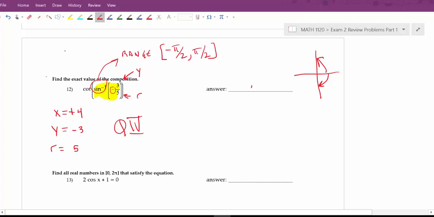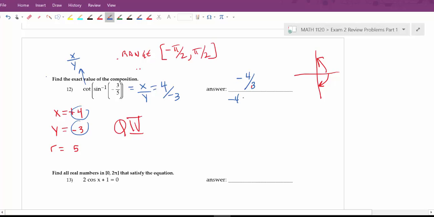Okay, so that's what you do on the problem to begin with. Now, if you go back and look at the problems on here, we're now looking at the cotangent. Well, the cotangent is x over y. So the answer to this problem would just be whatever x over y is. So that's going to be 4 over -3, or -4/3. So that's your answer to your problem. -4/3, okay? So you'd be expecting something like that.